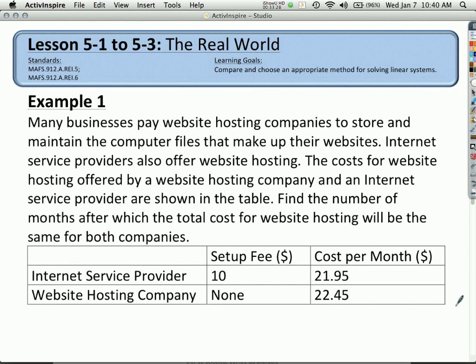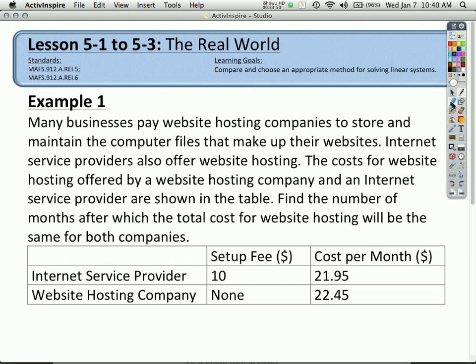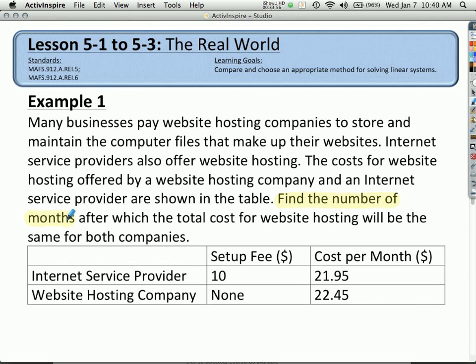Here I have an example of a generic internet service provider, which is called an ISP. They have a setup fee of $10, and then each month you have to pay $21.95. The website hosting company has no setup fee, but then you have to pay $22.45 each month. And we are asked to find the number of months when the cost will be the same for both companies.